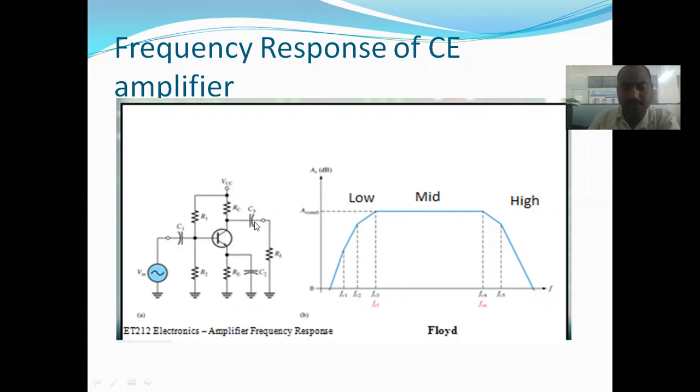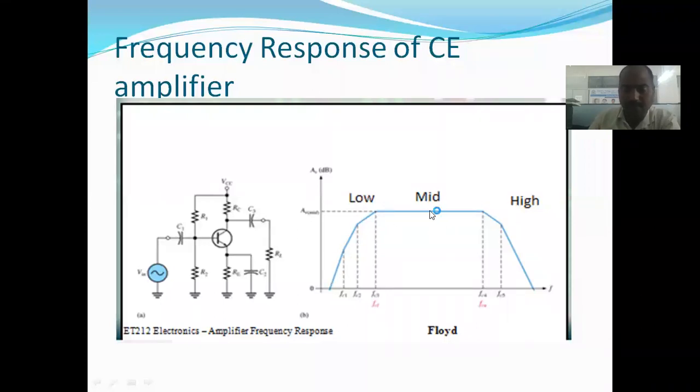The same effect comes across C2. It also consumes some energy, so whatever gain comes across is also reduced. At the same time, this emitter capacitor, called CE, also consumes some of the power. So the effects of these three capacitors, C1, C2, and CE, are taken into part of this circuit, so that during this low frequency there should be less gain, right?